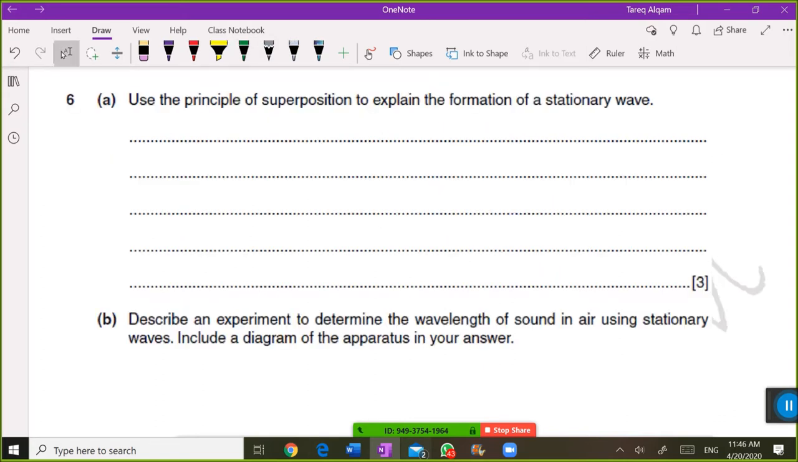Explain the formation of standing waves, guys. Again, you have to write the same thing. Outgoing waves and reflected waves moving in the opposite direction, right? They interfere. But I have to mention that at certain positions, they meet in phase, so their displacements add up. At certain positions, they meet in antiphase and their displacements cancel out. Any question, guys? But here I have to add that where they meet in phase, their displacements add up, forming an antinode, and so on.